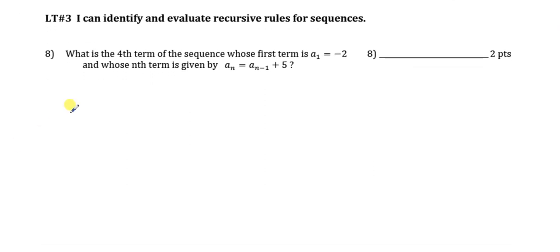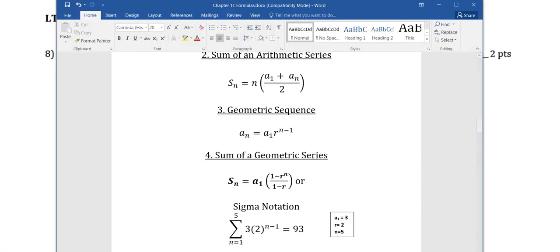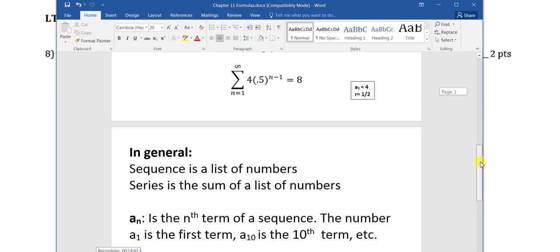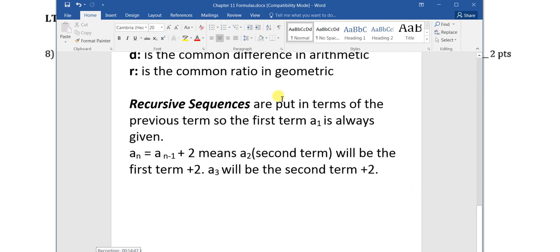All right, number 8. What is the fourth term of the sequence? And now here we're getting into that recursive thing. And you may want to look at your notes here. Here's the note sheet. Recursive: A1 is always given. Sometimes A1 and A2 are given. And then a to the n minus 1 means the term before it. So you use the previous term and add 2 in this example.